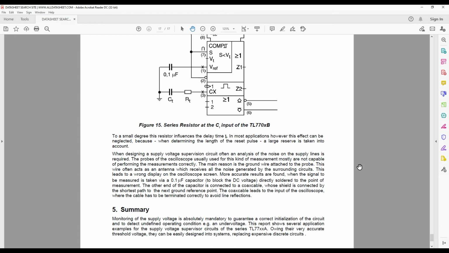Summary. Monitoring the supply voltage is absolutely mandatory to guarantee a correct initialization of the circuit and to detect undefined operating conditions, e.g. an undervoltage. This report shows several application examples for the supply voltage supervisor circuits of the TL77A. Owing to their very accurate threshold voltage, they can be easily designed into systems replacing expensive discrete circuits.